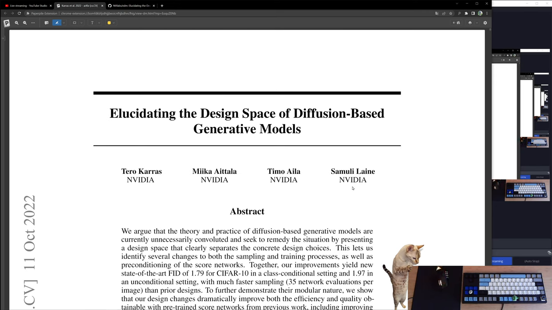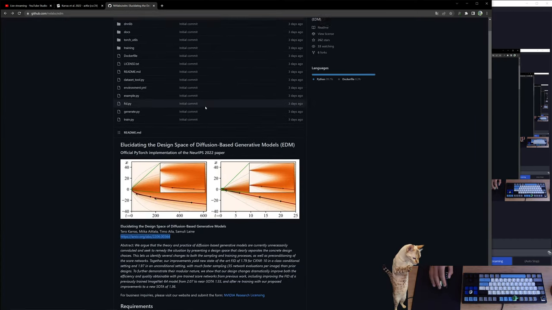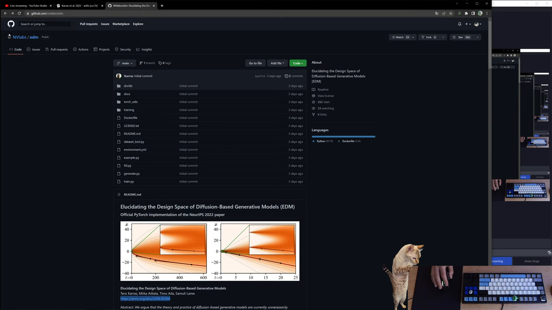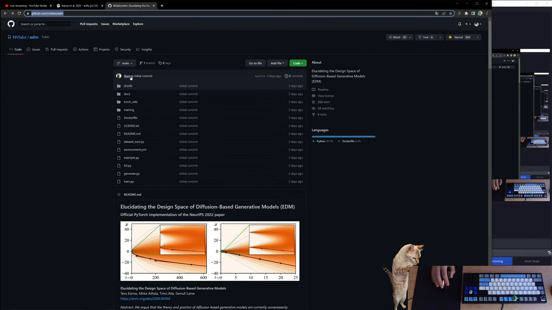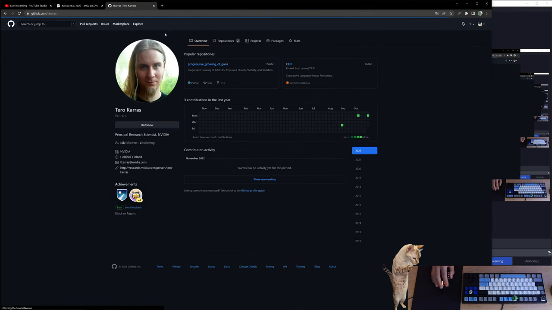All right, so today we're gonna be looking at elucidating the design space of diffusion-based generative models. This is a paper coming out of NVIDIA. So this is the GitHub repo, NV Labs, which is NVIDIA's research division. Starred the main author here, Tero Karras, is this guy. Principal research scientist.